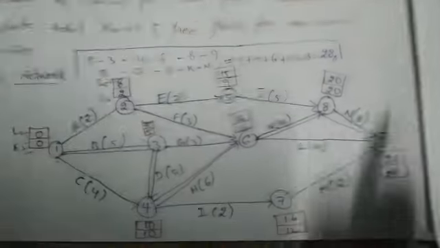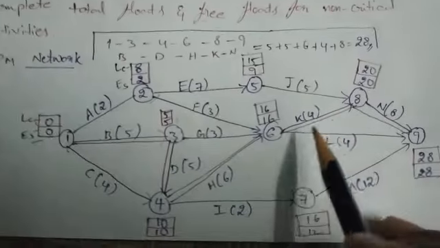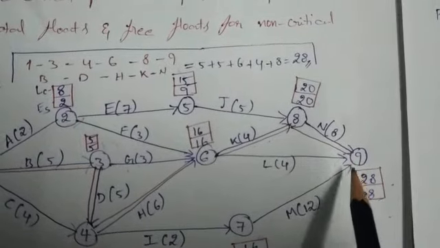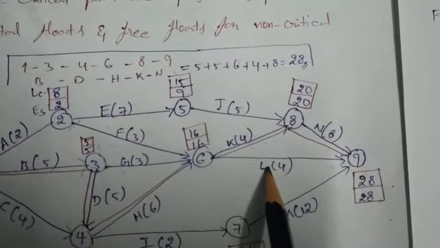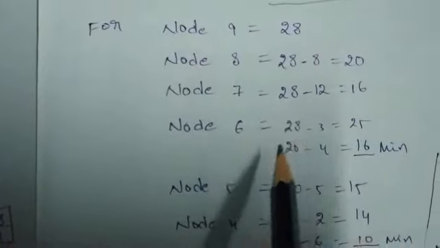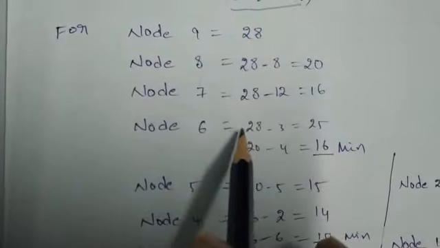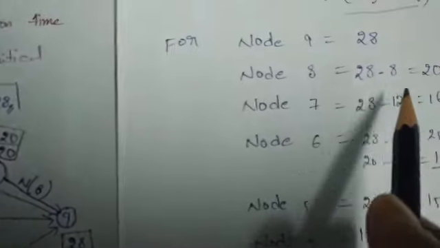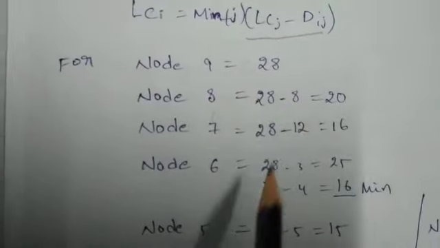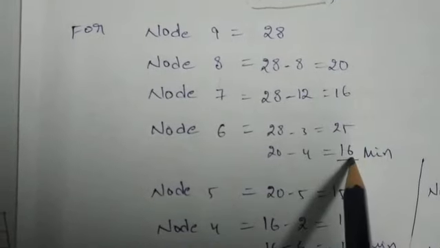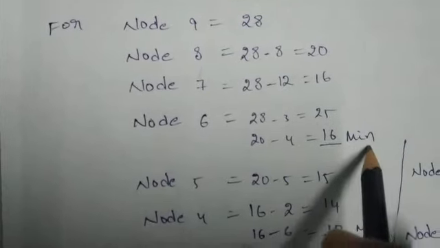Node 6. So why will node 6 be taking two values? Node 6 will be transformed from the 9th node and the 8th node. So 9th node, 28 minus 4, what is 28 minus 4? So 28 minus 4 is 24. Another node is 28 minus 8, so 20 minus 4 equals 16. So 28 minus 3 equals 25. So 25 and 16, which is the minimum value? 16 is the minimum value.